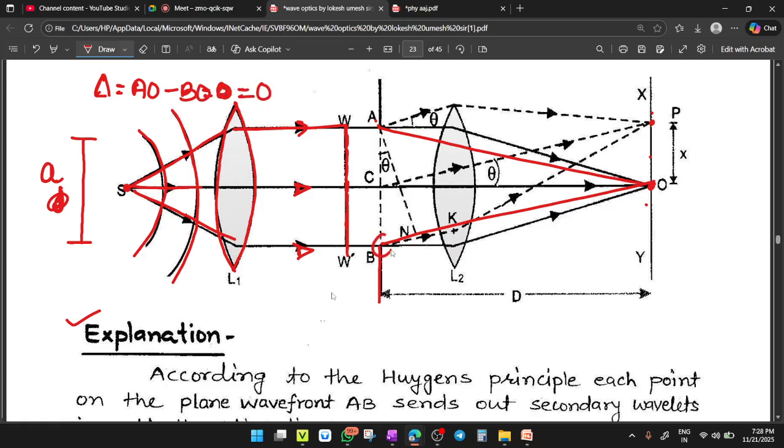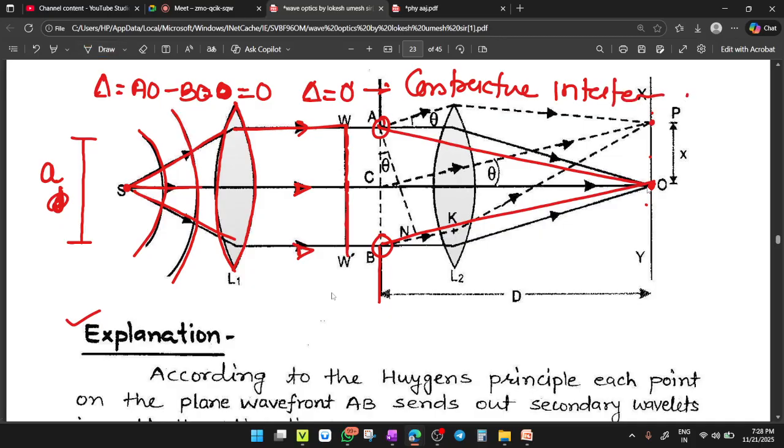The path difference between the two waves from points A and B equals how much? 0. And whenever the path difference is 0, delta equal to 0, this is the condition for constructive interference. Yes or no? So this is the position of constructive interference, and you will have a maximum intensity at the center. Clear?